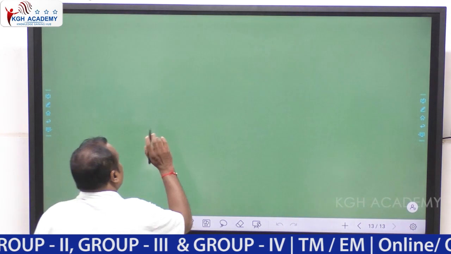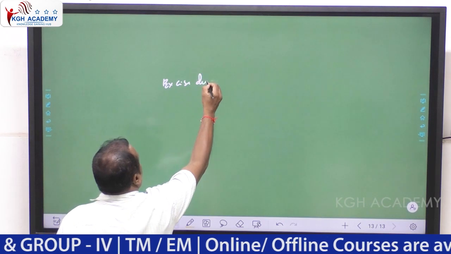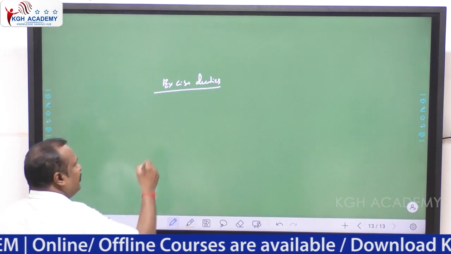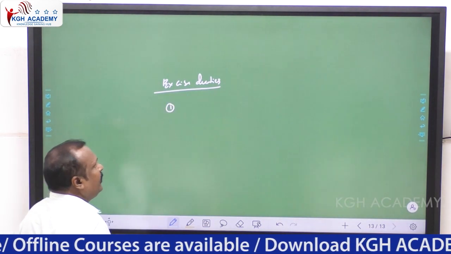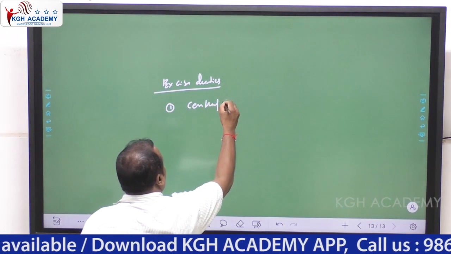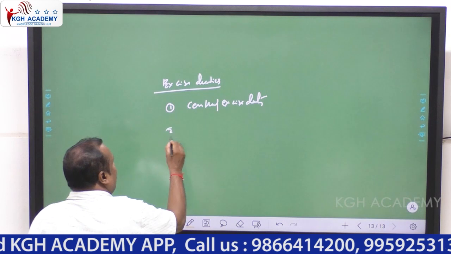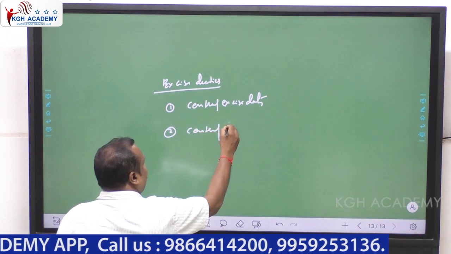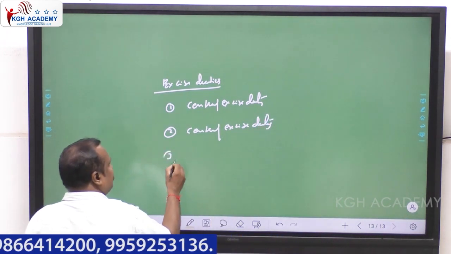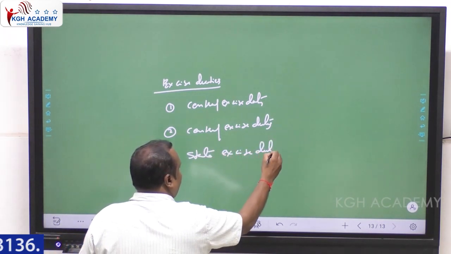So generally, see here, you know, we have three kinds of excise duties. One is central excise duty. And the second one is another central excise duty. And the third one is state excise duty.